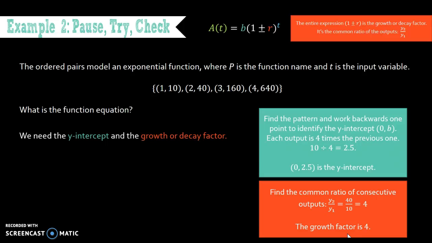Now that you have those 2 pieces, the y-intercept and the growth factor, you can plug them into the formula. That's all we had to find were those 2 pieces, but it did take some work to get there. So I know that my function, it told you that the function name is p and t is the input variable, so we need to make sure we're using p and t because the problem told us to. It's equal to our initial value, or 2.5, times the growth factor to the t power.